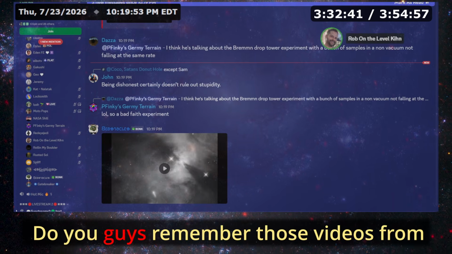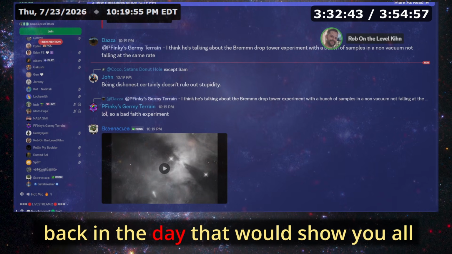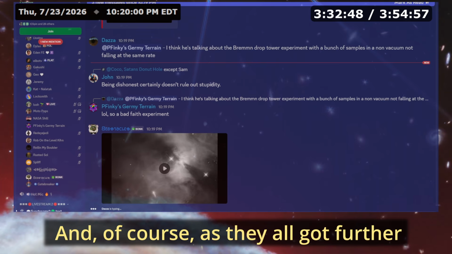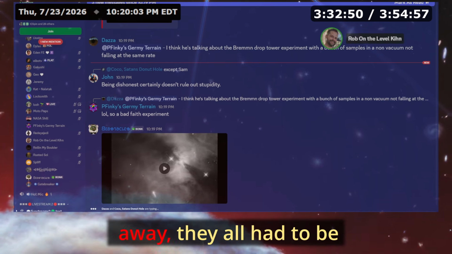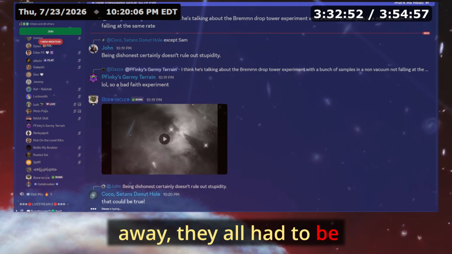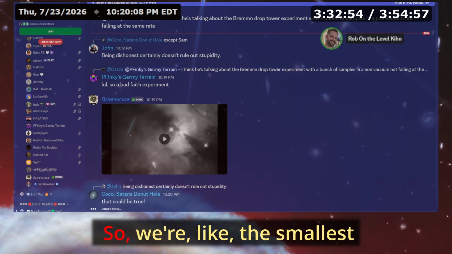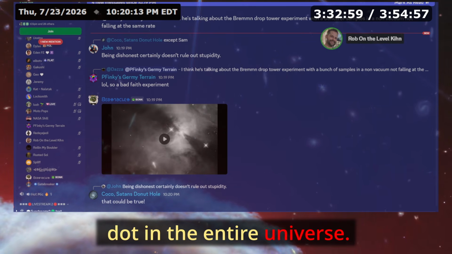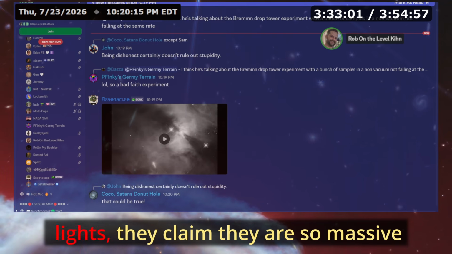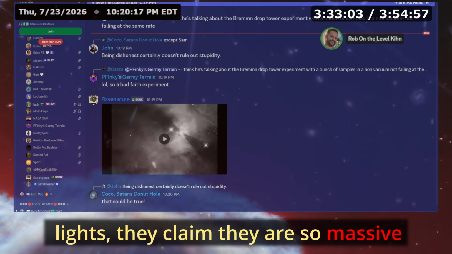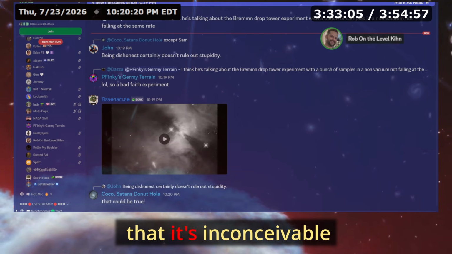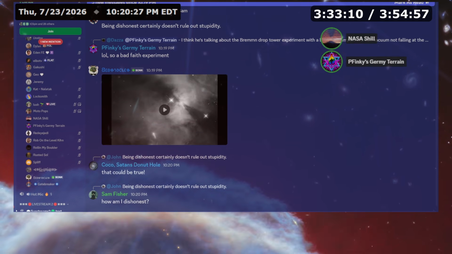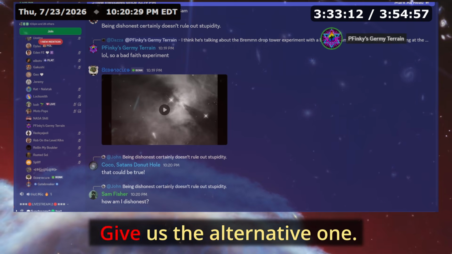Do you guys remember those videos from back in the day that would show you all the star sizes? As they got further away, they all had to be exponentially increased. So we're like the smallest tiny blue dot in the entire universe, because in order for us to see these lights, they claim they are so massive that it's inconceivable how big they are. Sounds like a you problem, not a me problem. What's your explanation, Rob? Give us the alternative one.